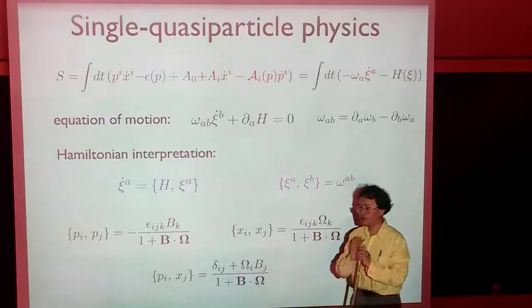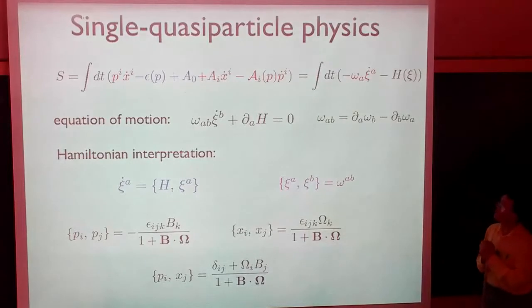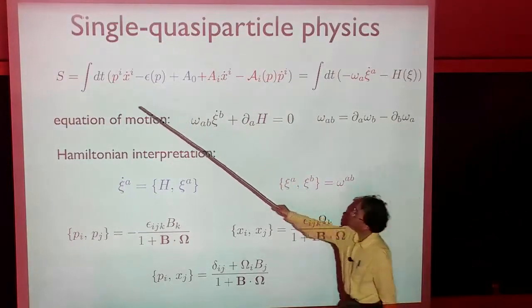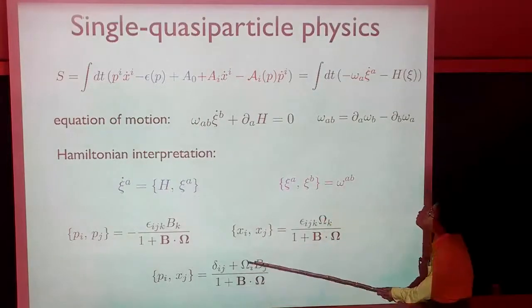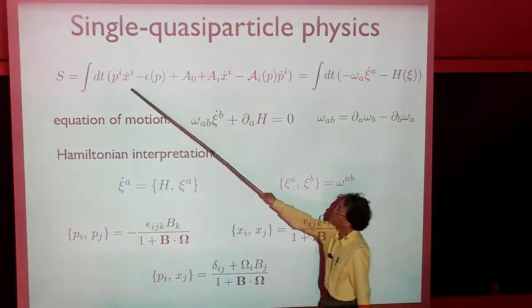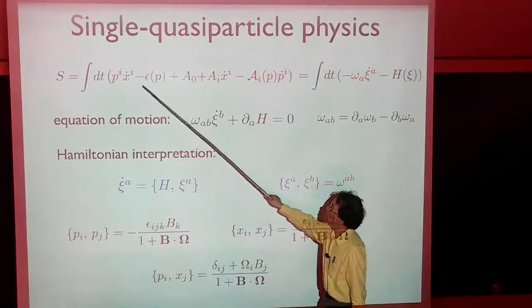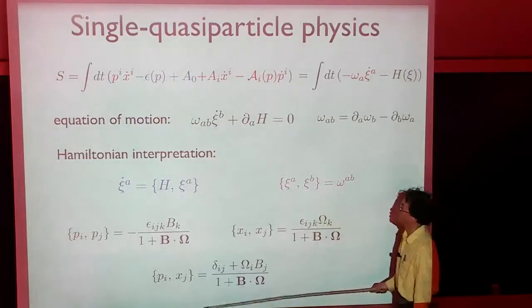Okay, so one can formalize this using a symplectic formulation of classical mechanics. Basically, this is the action that would give rise to the equation of motion on the previous transparency. So this is the usual p x dot term minus the Hamiltonian. So usually that one would be, when we integrate over p, would give us the Lagrangian.